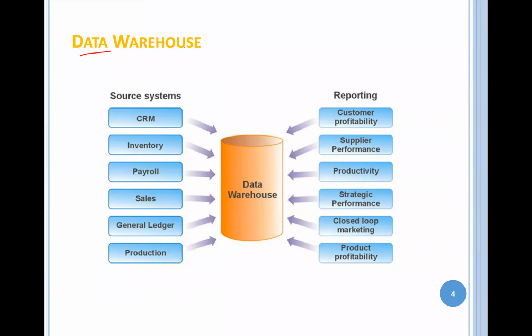and this is the functional architecture of our data warehouse. This is the data source system, you can see the source systems are CRM, customer relationship management, inventory, payroll information. Payroll information, mostly our companies will use payroll in SAP, right? Yes, sales, general ledger, and production data. All these data are there in the source system, and we are collecting the data into the data warehouse. So from the warehouse, it will be taken for different kinds of reporting. Okay, like customer profitability, supplier performance, productivity.